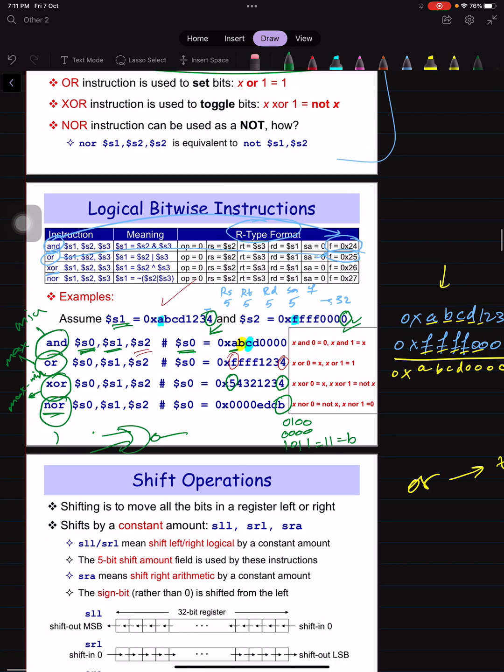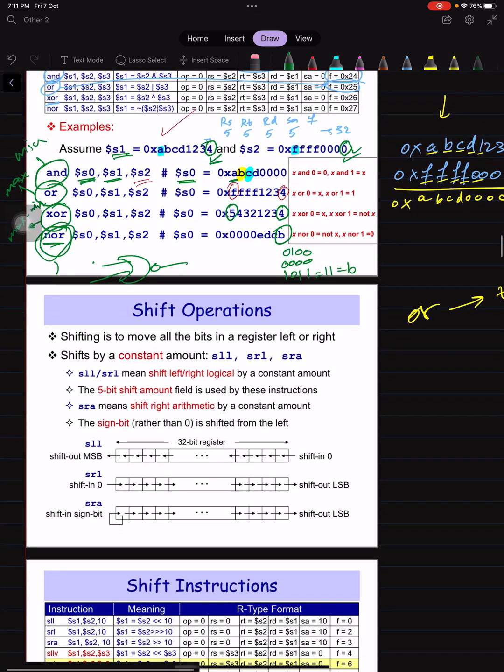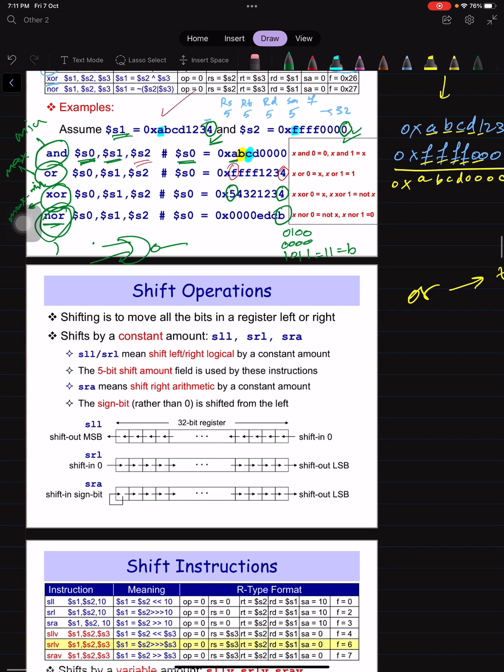And so on and so forth. This is how NOR is actually working. Shift operation. In shift operation, we have multiple types of shifting. Shifting the binary value.